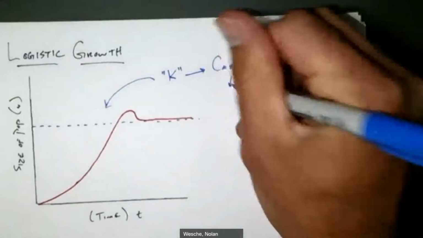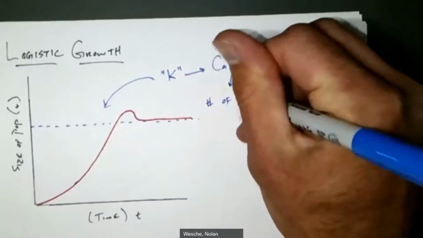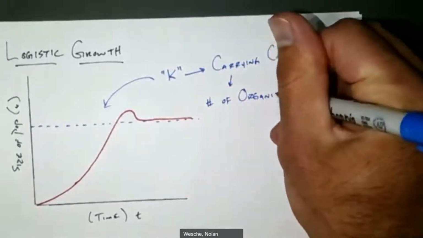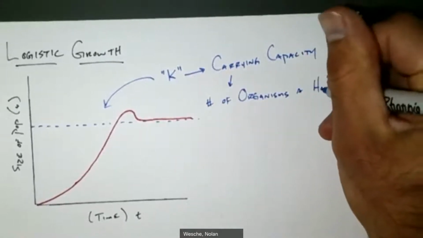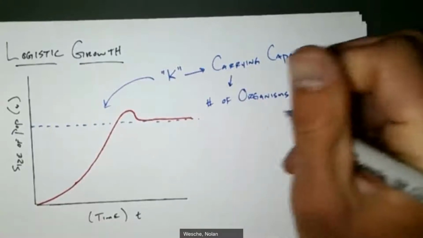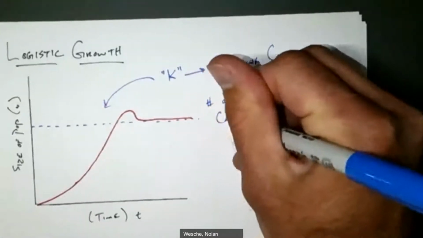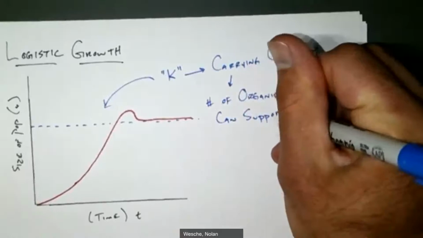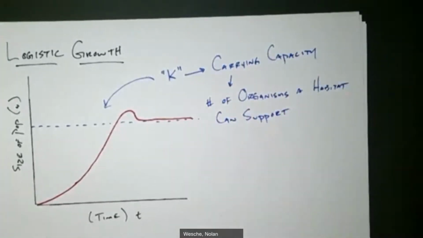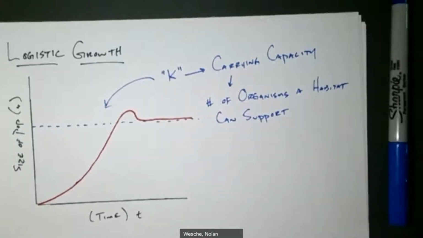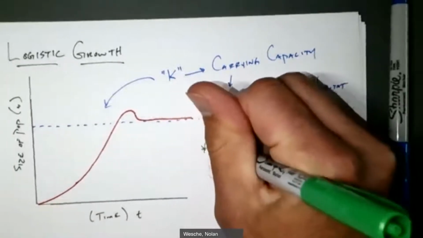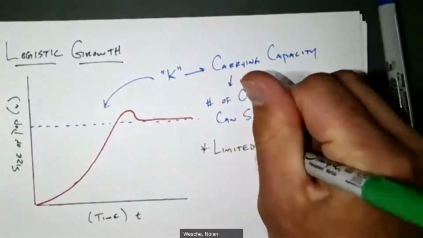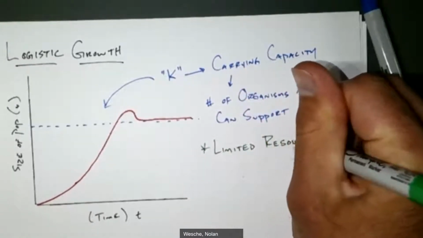And this carrying capacity is the number of organisms a habitat can support indefinitely. So based on the resources, the competition, the other groups there, how things are being partitioned, that all affects our carrying capacity. So again, this type of growth assumes that resources are limited, so we don't have unlimited resources.